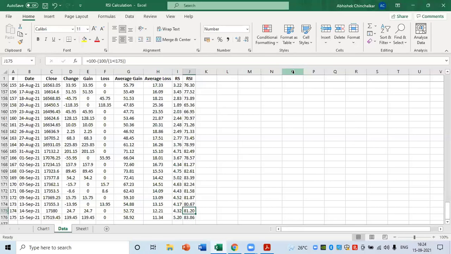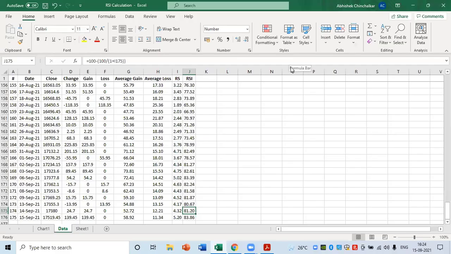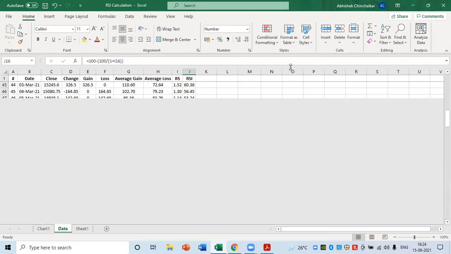If you look at the previous RSI, it's 81.20. Let me just scroll over to the previous day. The RSI is 81.1982, which is 81.20. So we get the exact figures in the trading terminal as well. So this is how the RSI is calculated.